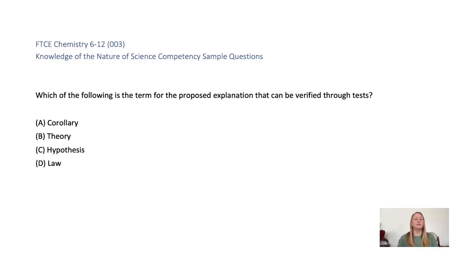Which of the following is the term for the proposed explanation that can be verified through tests? A, corollary, B, theory, C, hypothesis, or D, law?